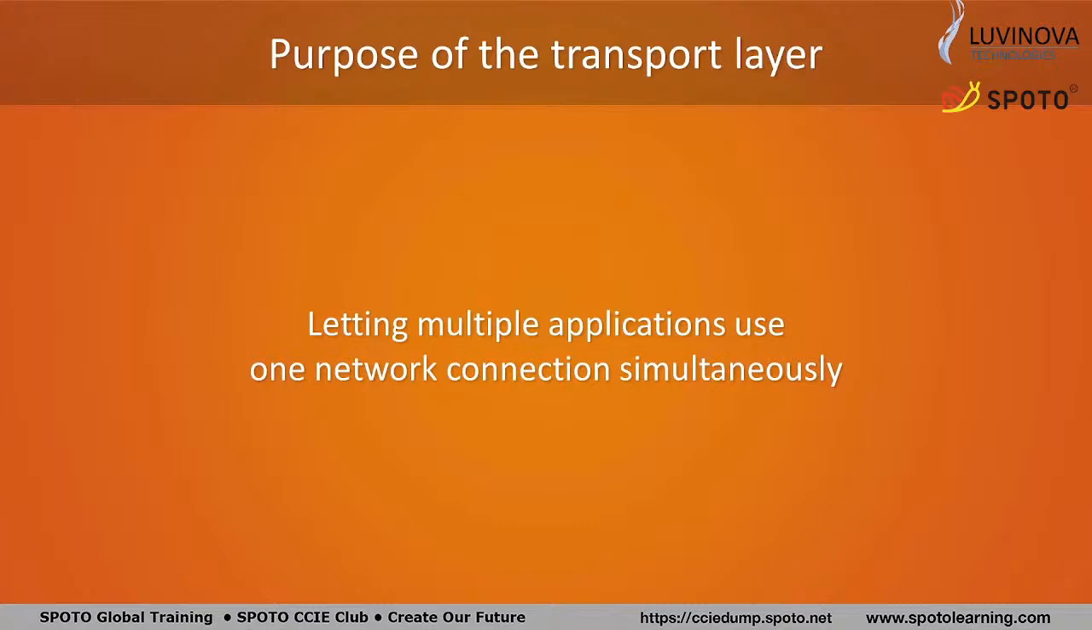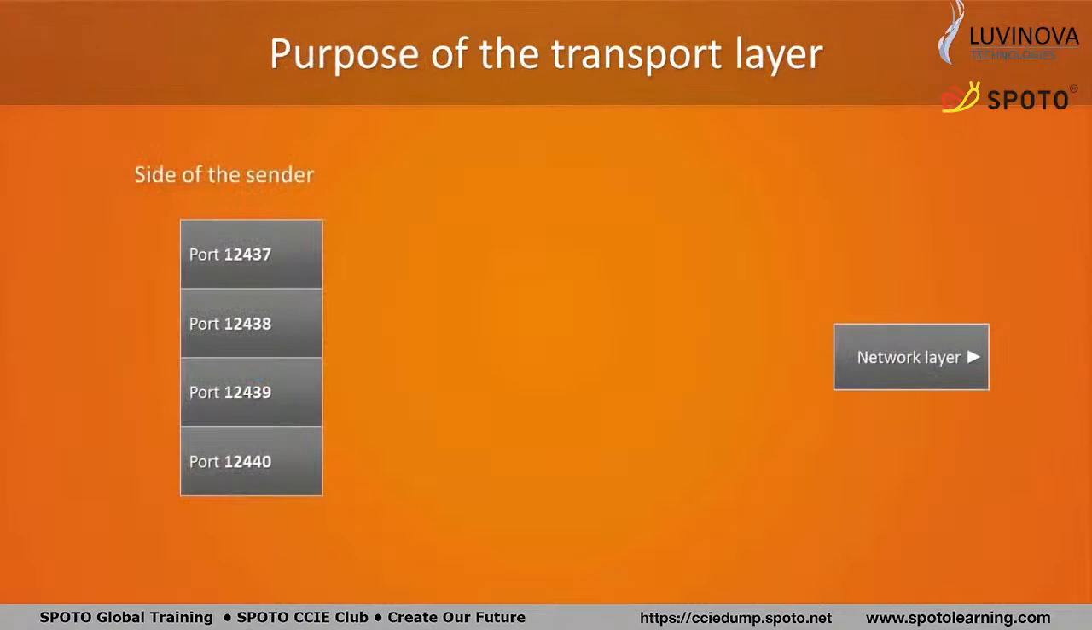Much like street names have house numbers, the transport layer creates about 65,000 ports on your computer per network connection. These ports can be reserved and used by applications on your computer, and one application can use multiple ports at the same time if it wants. Let's say that an application reserved port 12437 to send a message to port 80 on some other machine.